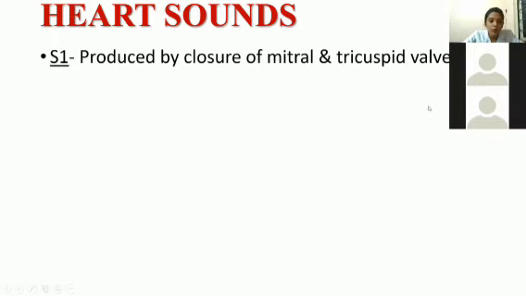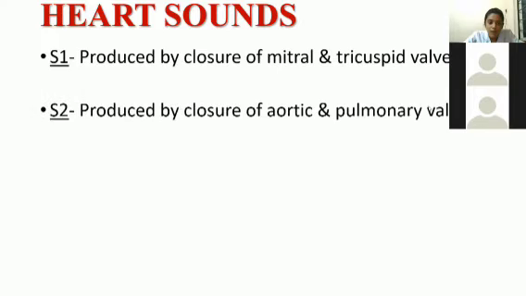S1 is produced by closure of the mitral and tricuspid valves. That means by closure of the atrioventricular valves, the valves between the atria and ventricles, both mitral and tricuspid. When these two close, the first heart sound S1 will be produced.